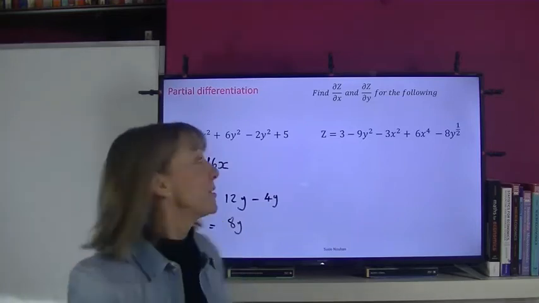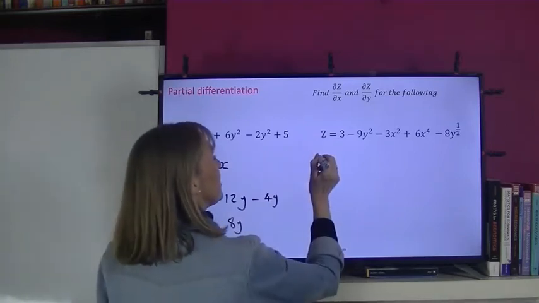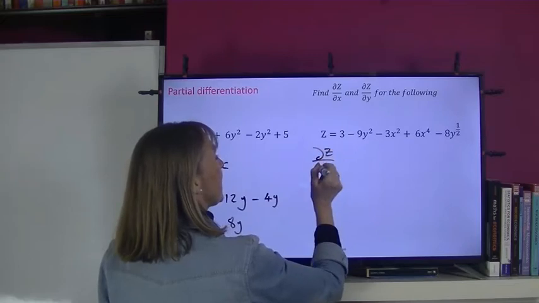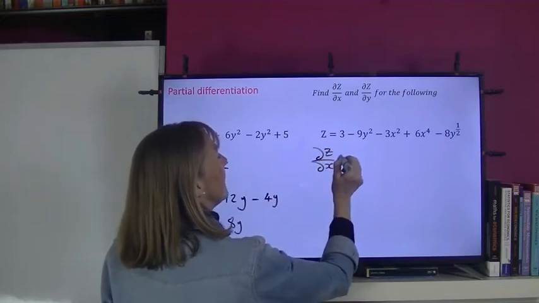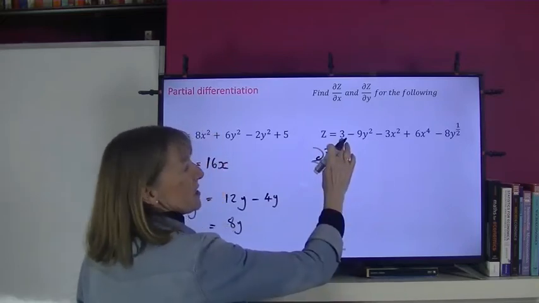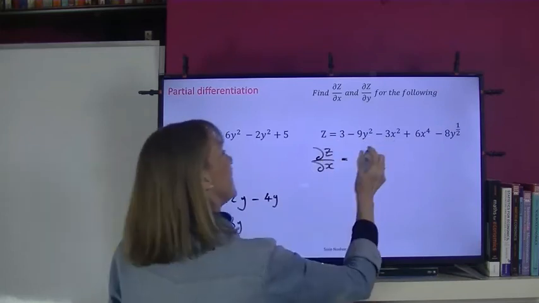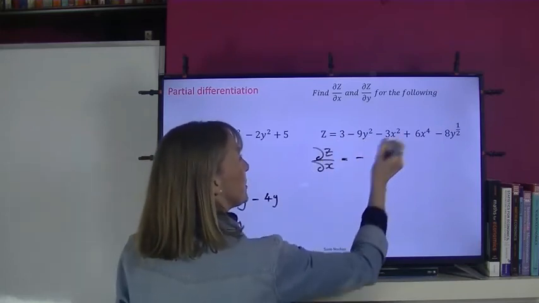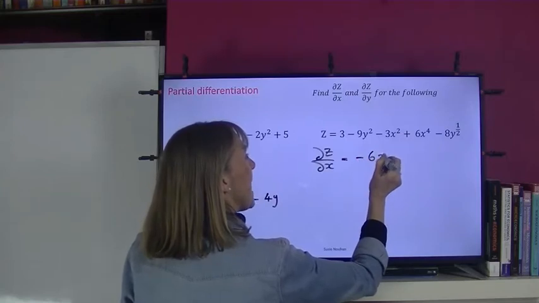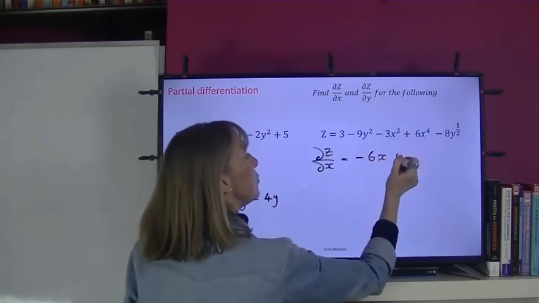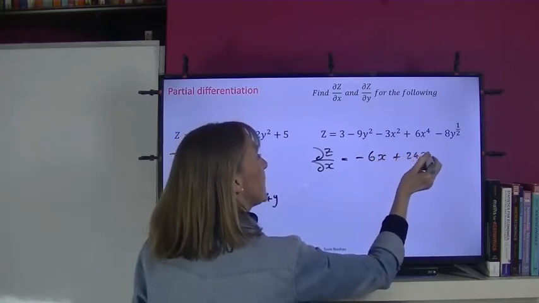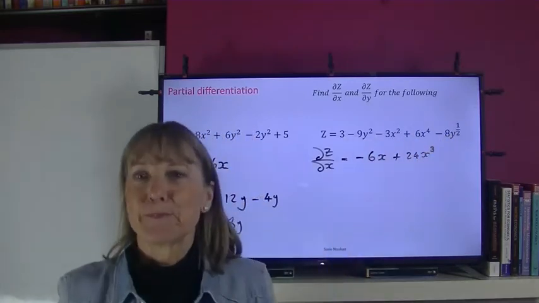So now let's do this one. So I'm going to differentiate with respect to x. So that's a constant, that's a constant. I differentiate this as normal, so 2 times minus 3 is 6x. I differentiate that as normal, 24x, and that's a constant, so it goes away.